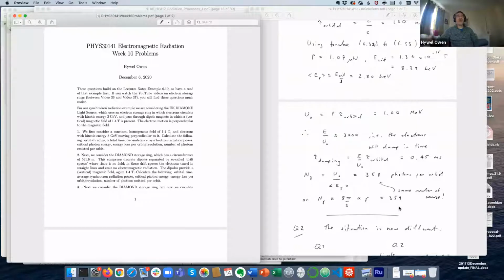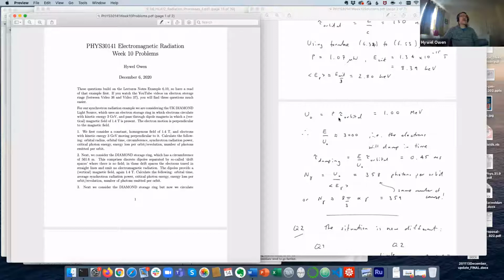As well as when the magnetic field falls, of course, the typical photon energy also falls. So that also appears in this derivation. That's question 1. And as I said, again, if any questions, please shout out. Okay, let's move on to question 2.